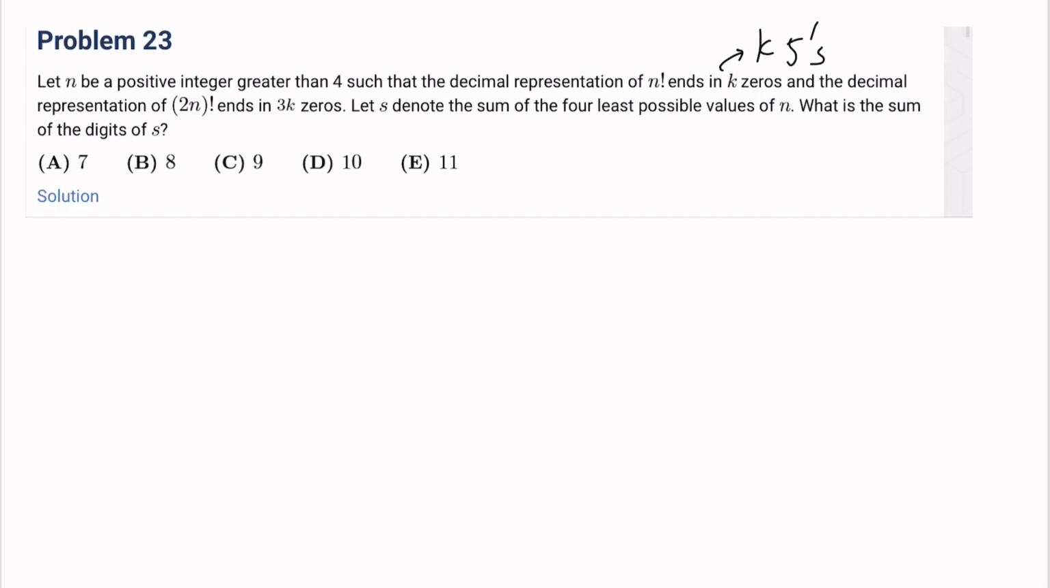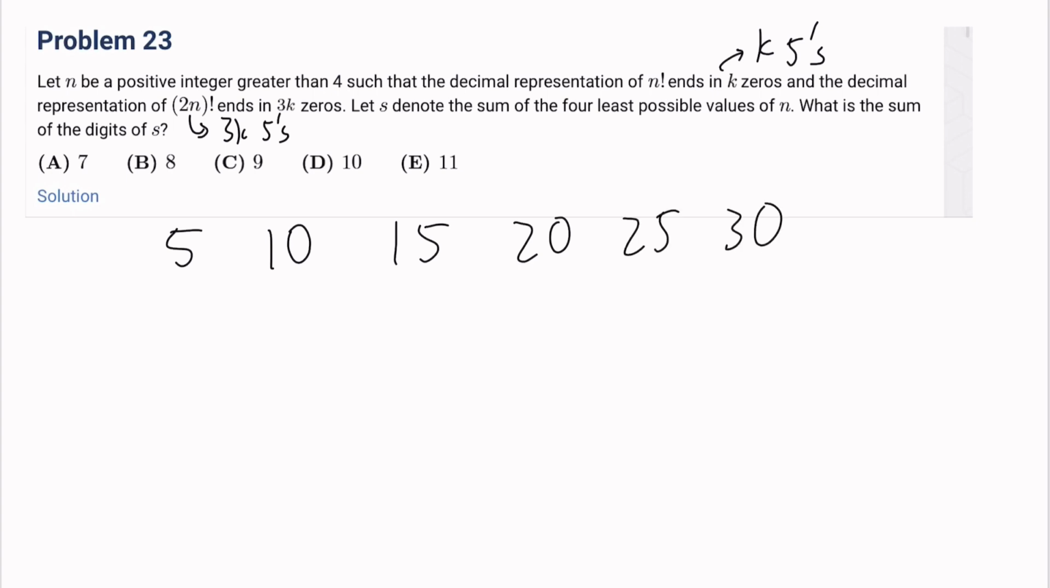And by the same reasoning, 2n factorial has 3k zeros, that means 2n factorial has 3k 5's, right? And so if we write out the multiples of 5, we get 5, 10, 15, 20, 25, 30, and so on. But then if we count the number of 5's, we have 1 5 here, 1 here, 1 here, 1 here, 2 5's here, and 1 5 here, right?